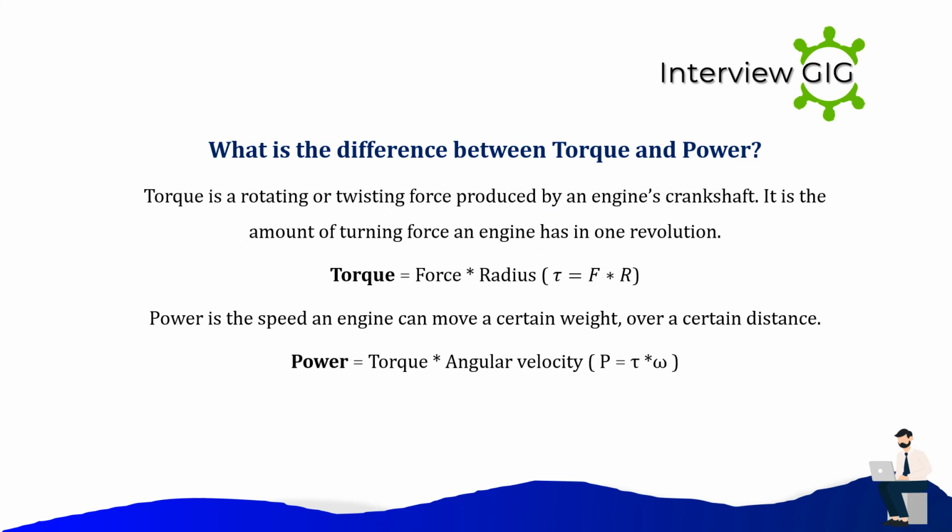What is the difference between torque and power? Torque is a rotating or twisting force produced by an engine's crankshaft. It is the amount of turning force an engine has in one revolution. Torque equals force times radius, tau equals F times R. Power is the speed at which an engine can move a certain weight over a certain distance. Power equals torque times angular velocity, P equals tau times omega.